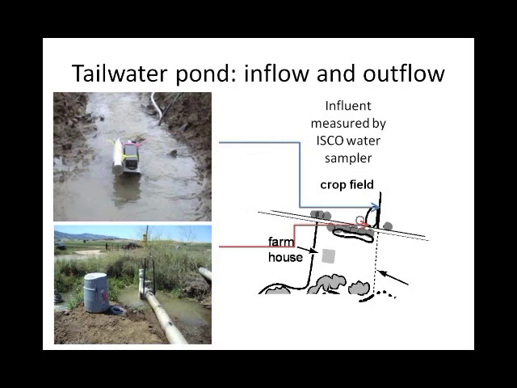So what we did was we put these automated samples out at the ditch coming out of the crop field, a drainage ditch, and then in the tailwater pond itself. And these are samplers that can measure both flow rate and take intermittent samples for concentration of constituents. Next slide.